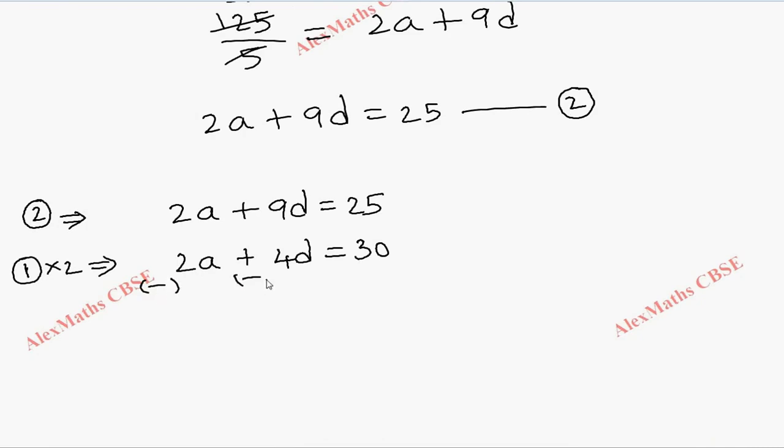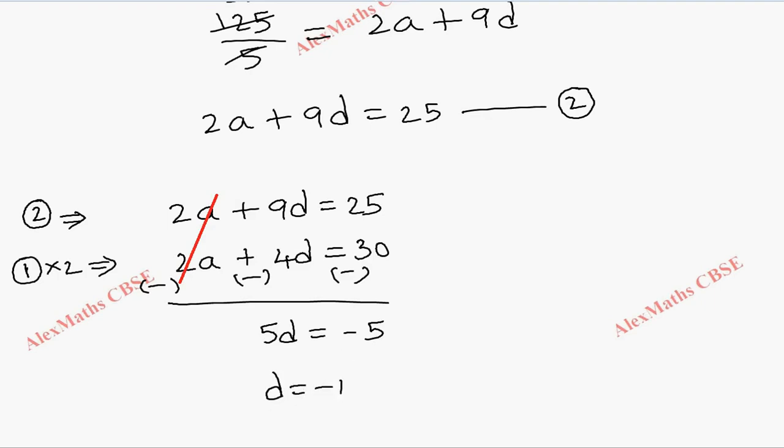We are going to subtract, so we have to change the sign throughout. Then 2A and minus 2A get cancelled. Then 9D minus 4D is 5D. 25 minus 30 is minus 5. After division, the value of D is minus 1. So we got the value of D.